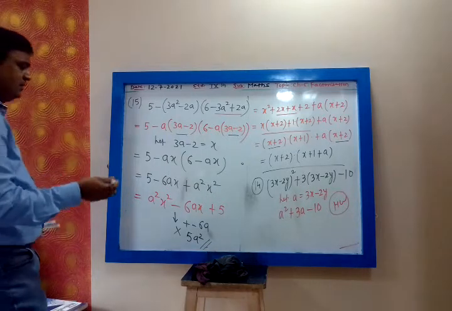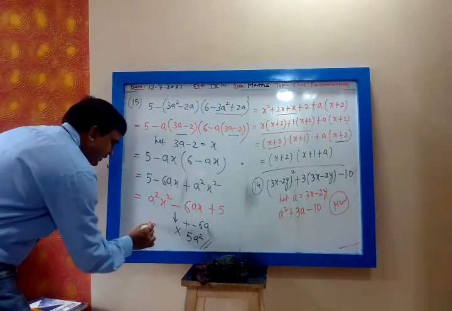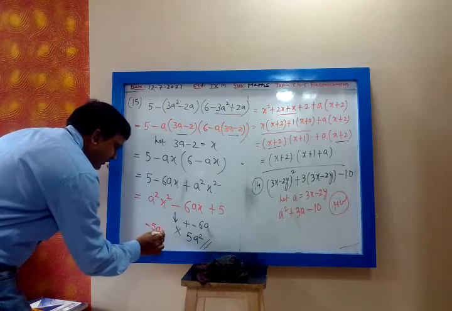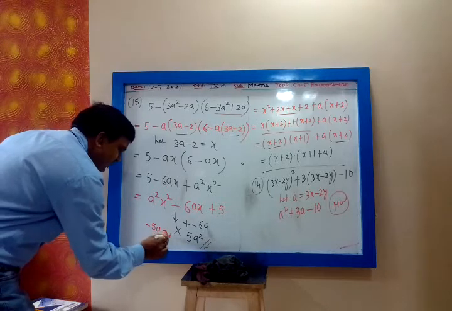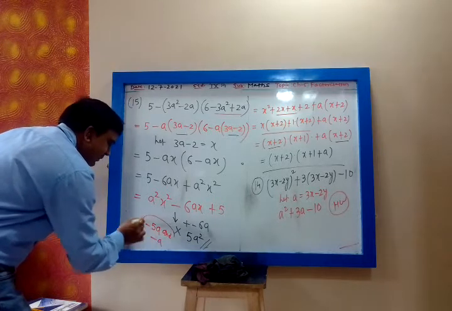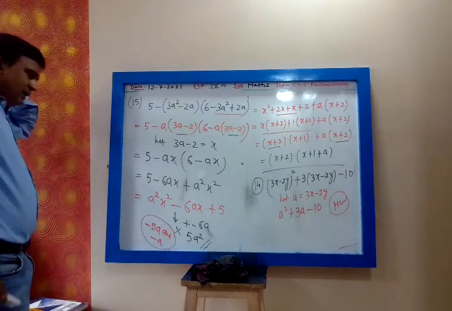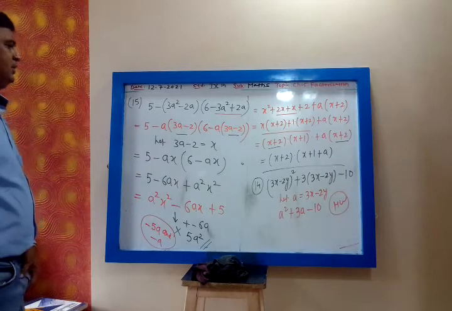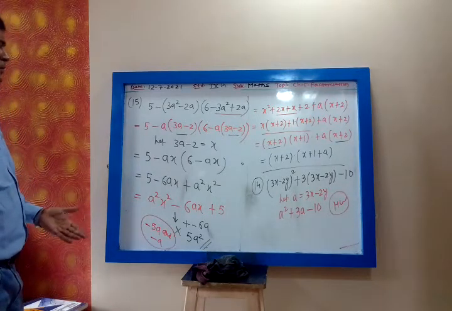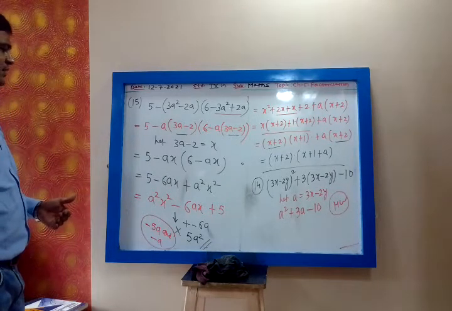What are the two numbers? Minus 5a and minus a. Are you getting it? Minus 5a and minus a. Is it clear? Or if you want, I can do one more method. Tell me, is it clear this much?